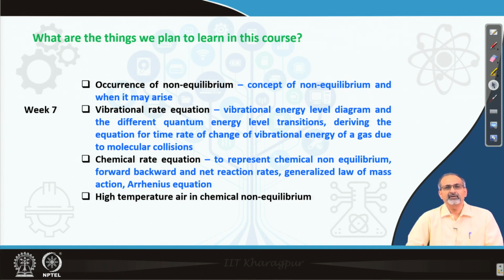Molecular collisions are also responsible for bringing about the chemical reactions. So, when we discuss about chemical rate equation, we use it to represent chemical non-equilibrium, where forward, backward and net reaction rates are involved, and then we talk about generalized law of mass action, Arrhenius equation, and then finally we look at how high temperature air in chemical non-equilibrium and its properties can be handled.